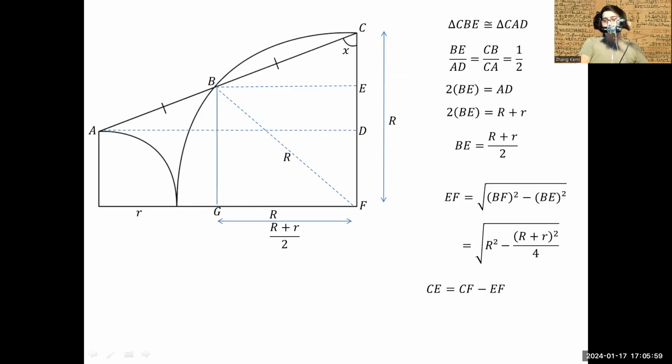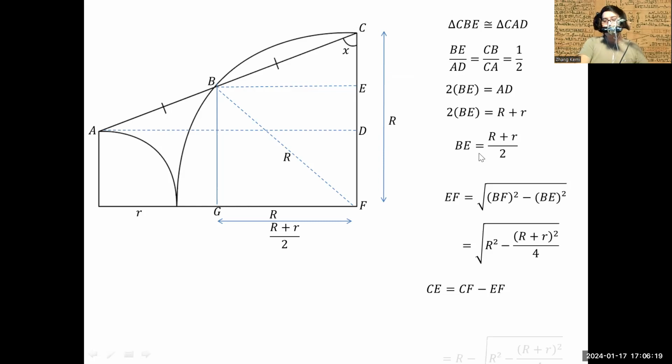So now I'm going to look at another property. In this case, the length CE. We can see that it is CF, this huge length over here, the radius of the big quadrant, minus EF. EF is this length. And that's what we get for CE.